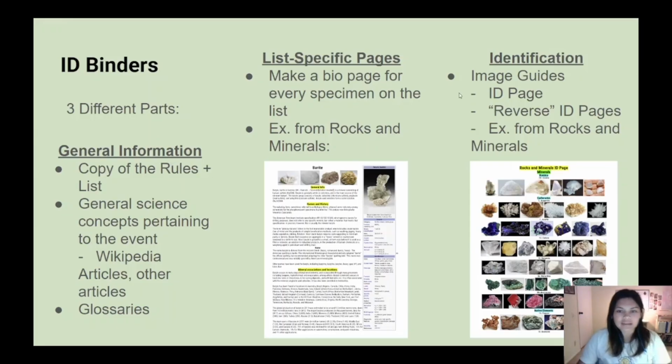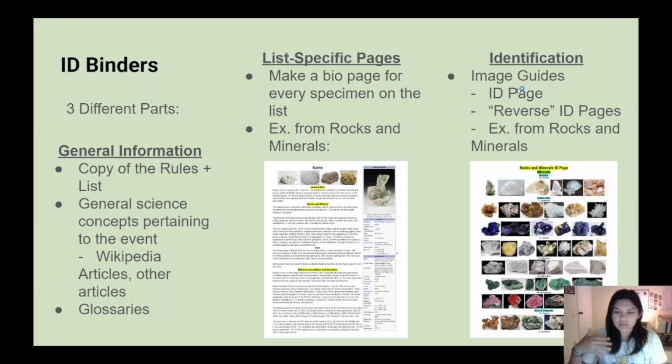So for an ID binder test, there are going to be 3 different types of questions that you're going to want to optimize your binder toward. The first type of question is obviously going to be ID. The rules state that you're going to need to be able to identify all of the specimens from the list, this year being insects for entomology or fossils for fossils.